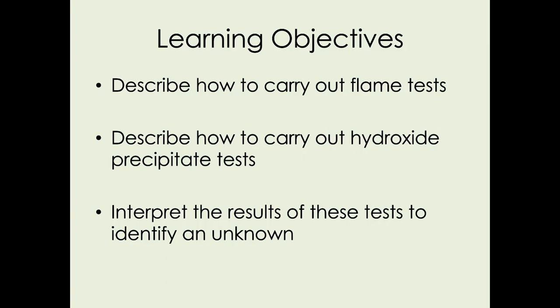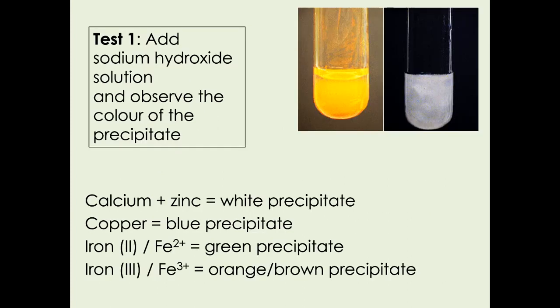The first test we need to know about is precipitation with sodium hydroxide. To do this test, it's really simple. You get a solution of your metal ion, put it in a boiling tube or a test tube, and you just add sodium hydroxide. When you do that, there should be a precipitate, so you'll see a solid forming. And depending on that colour, it will tell you which metal we have.